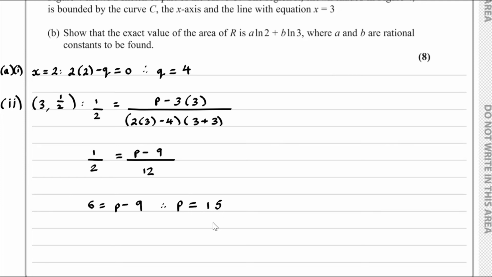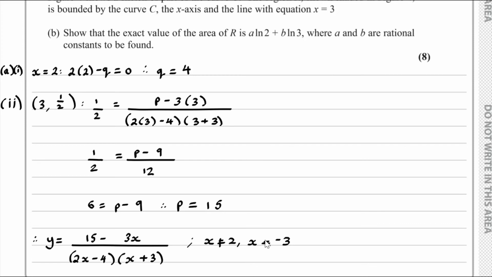And knowing the value of p and q, we can therefore conclude y, that's equal to 15 minus 3x divided by 2x minus 4, because remember q was 4, and then we have x plus 3. And we have asymptotes when x equals 2 and x equals minus 3. Okay?